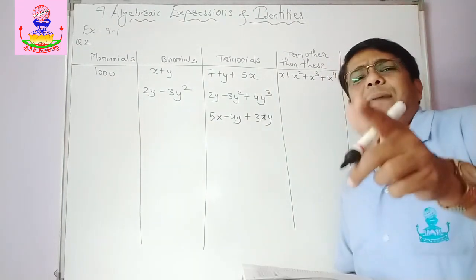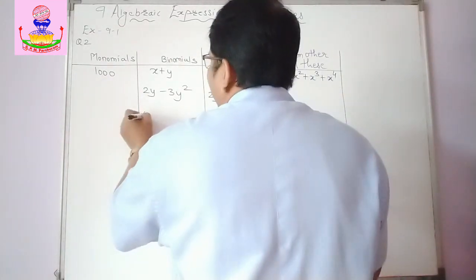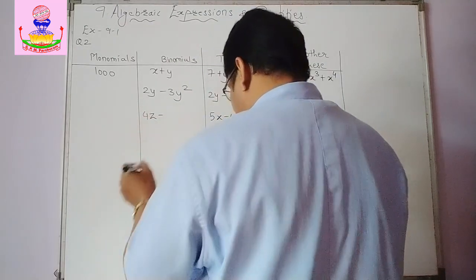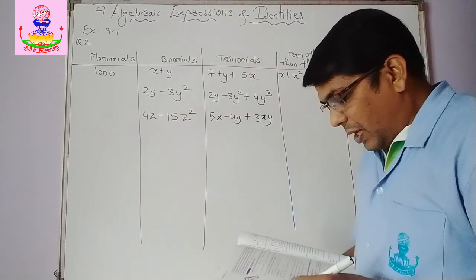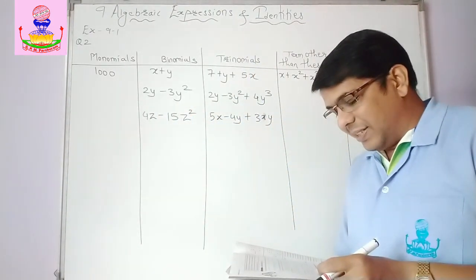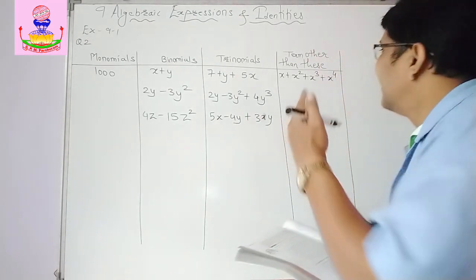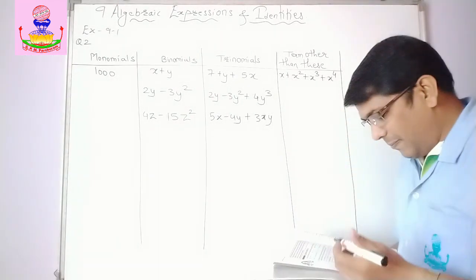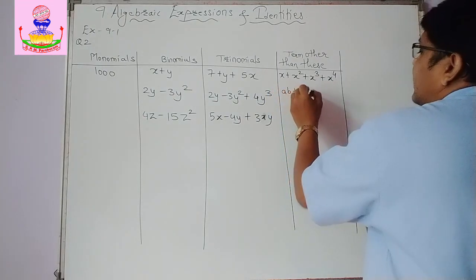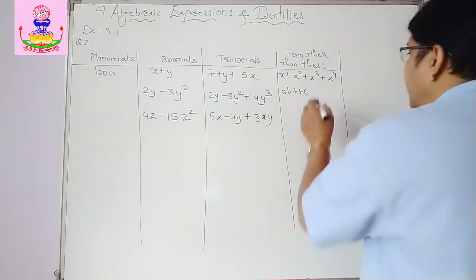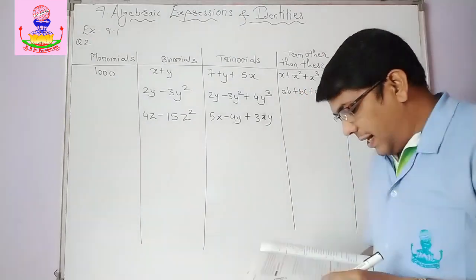Then next is 4z minus 15z square. How many terms are there? Oh yes, absolutely, 2 terms. So it has to be placed in binomial. 4z minus 15z square. Okay. Then AB plus BC plus CD plus DA. Oh my God. How many terms? 4 terms. So where it has to be? Terms other than these. Okay. So AB plus BC plus CD plus DA.